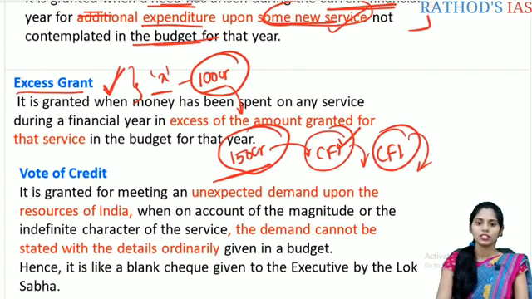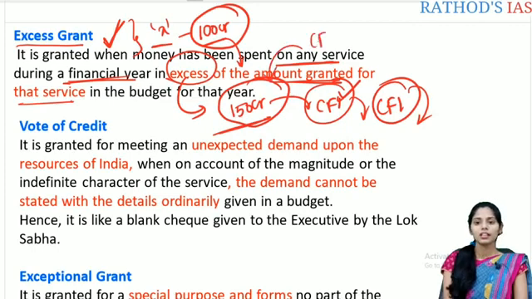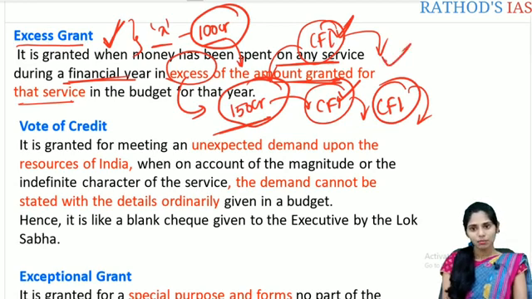So let us see what is written here. It is a grant when money has been spent on any service during a financial year in excess of the amount which is granted for that service in the budget of that year. So whenever the government spends the extra amount, this extra amount will be released from the Consolidated Fund of India after the appropriation bill is passed in the Parliament, and such a fund is called the excess grant.